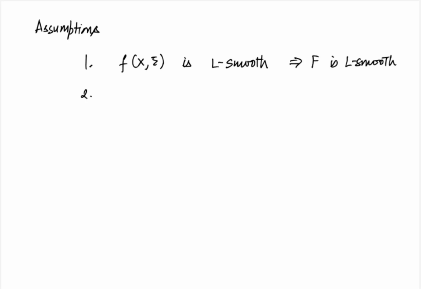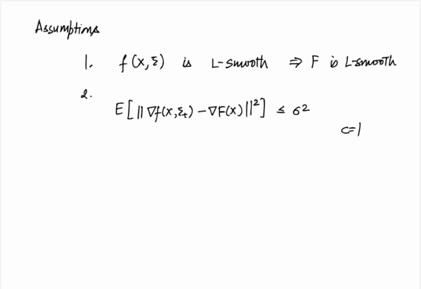Secondly, we assume a simplified version of the bounded moment condition. That is, we assume that the expected value of the norm square of gradient f of x comma xi t minus gradient F of x is less than or equal to sigma square. Recall that earlier we had the additional term depending on the norm square of the gradient of capital F of x. Here we have dropped that term, or you could say that we have assumed that c equals 1 in that assumption. We have made this assumption just for the sake of brevity.